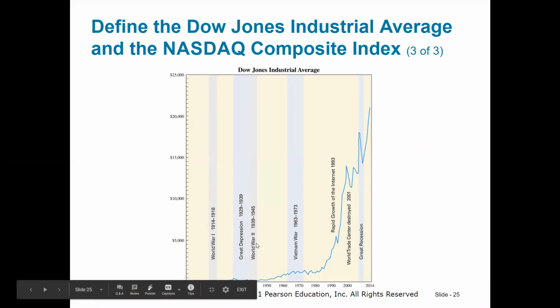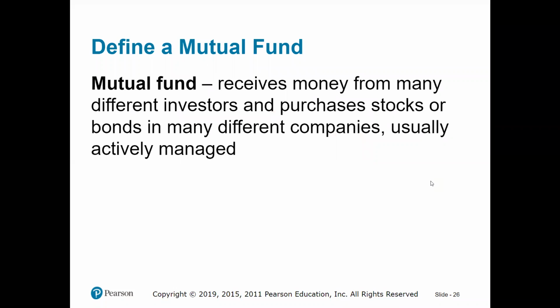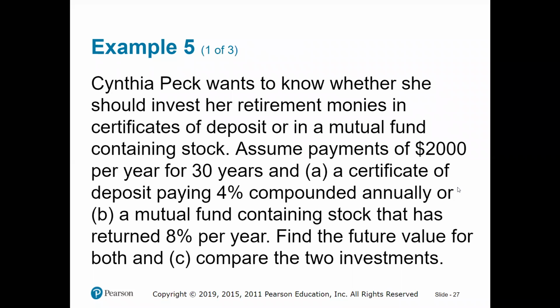Notice how people just didn't have the time or money or energy or effort to do the stock stuff years and years ago. All right. A mutual fund receives money from many different investors and purchases stocks or bonds in many different companies, usually actively managed. Exchange-traded funds, similar to mutual funds, tend not to be actively managed, a low-cost way to purchase a portfolio with some diversification. All right, here's our next example.